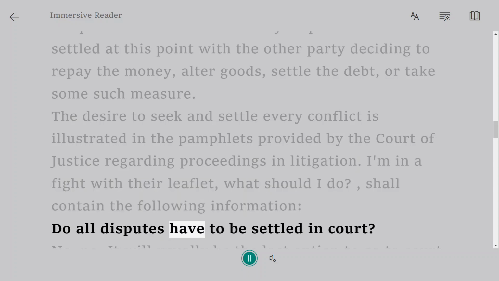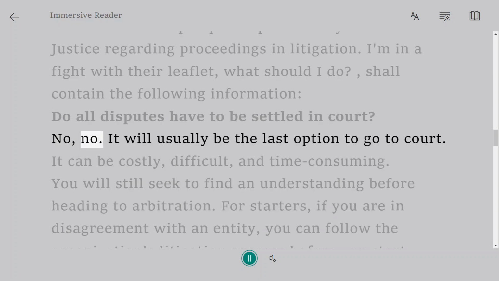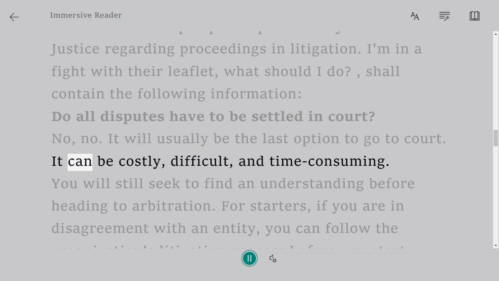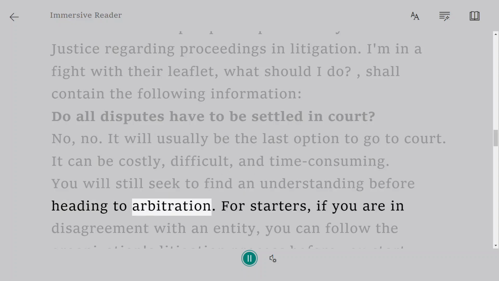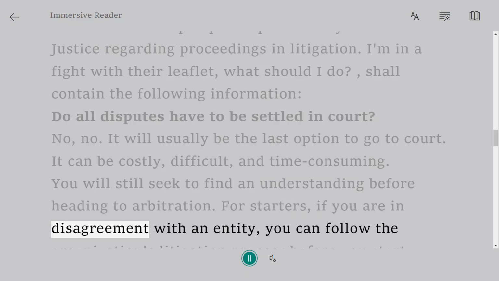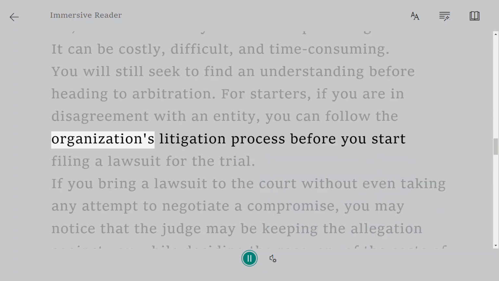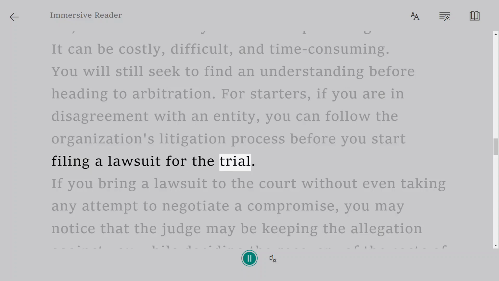Do all disputes have to be settled in court? No. It will usually be the last option to go to court. It can be costly, difficult, and time-consuming. You will still seek to find an understanding before heading to arbitration. For starters, if you are in disagreement with an entity, you can follow the organization's complaints process before you start filing a lawsuit for the trial.